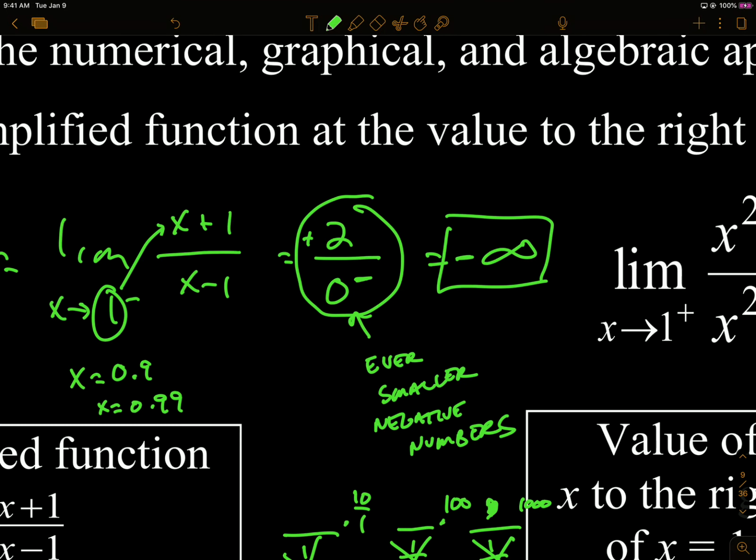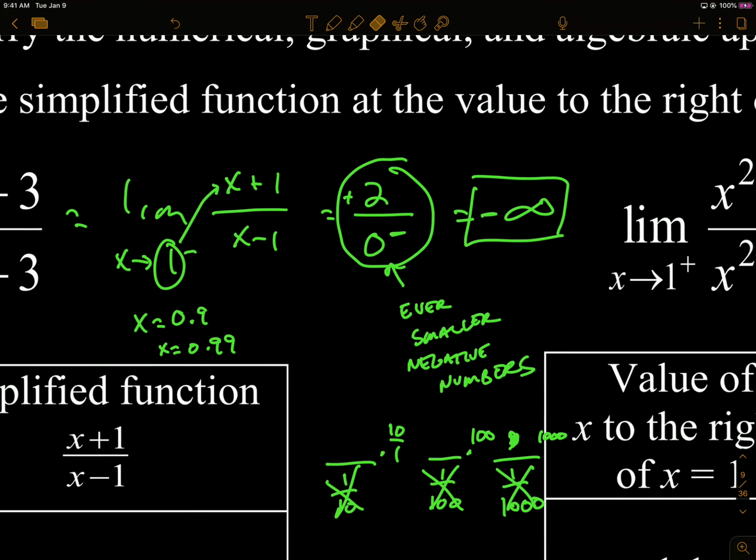So again, think about it like this. I have like 2 over, say, negative 1/10. That's if I plug in like 0.9. If I plug in 0.99, I have 2 over negative 1/100th, and so on and so forth. So if I multiply this by negative 10, I get negative 20. If I multiply this by negative 100, I get negative 200. So all of a sudden that number gets larger and larger and larger. It'll just keep going to negative infinity. So that's how we figure that out.